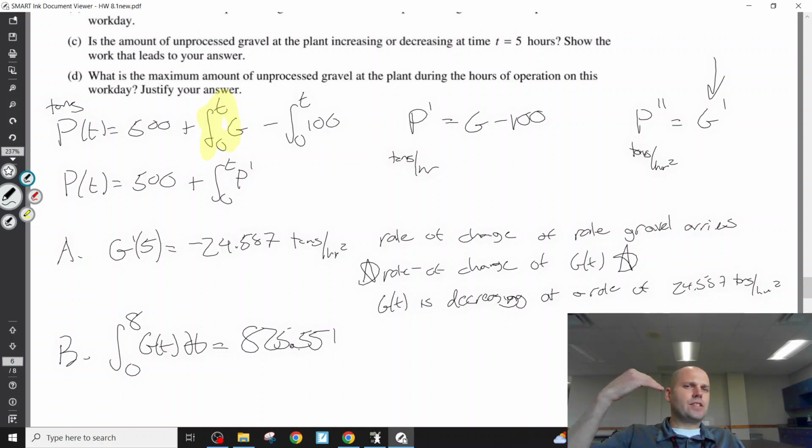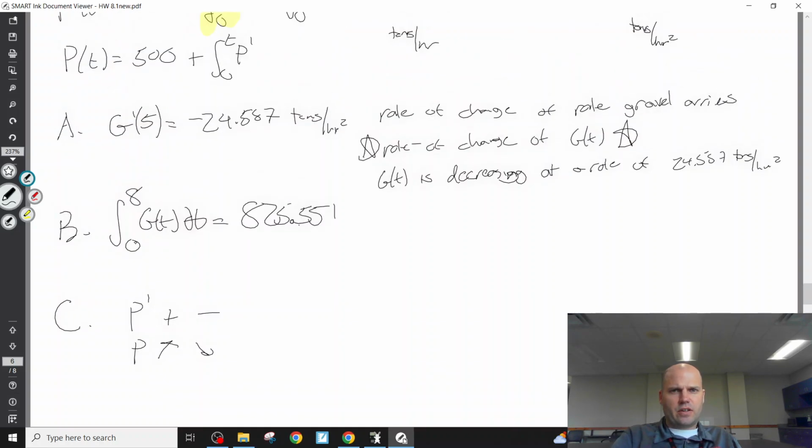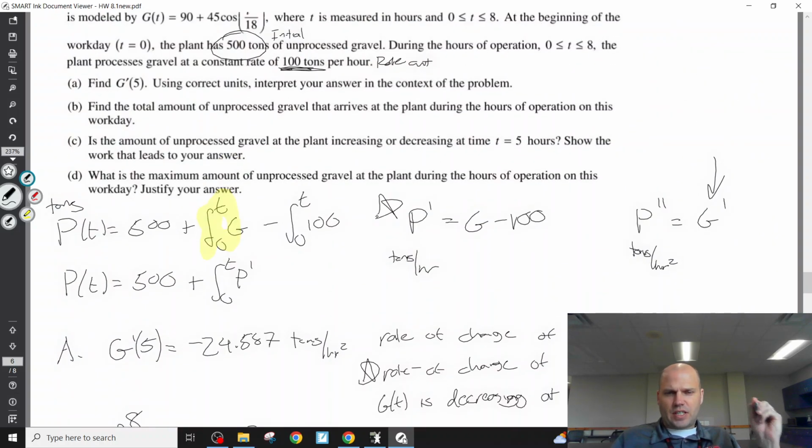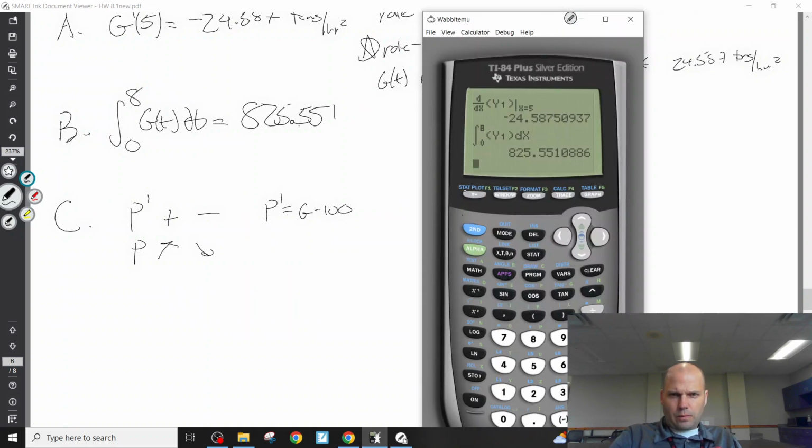Is the amount of unprocessed gravel at the plant increasing or decreasing at t equals 5? This is when we go back to P prime. P prime tells us if P is increasing or decreasing. This is when I need this sign analysis, G minus 100. Is the total amount increasing or decreasing? We're not looking at a second derivative. We're just looking at our first derivative, which is G minus 100. We've already written that down. So this is G minus 100.